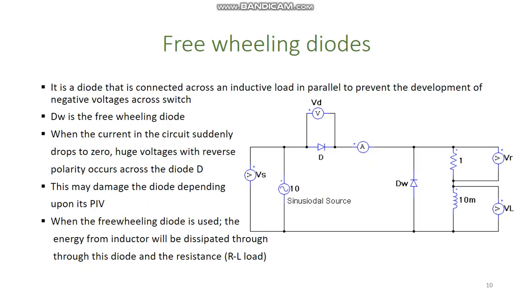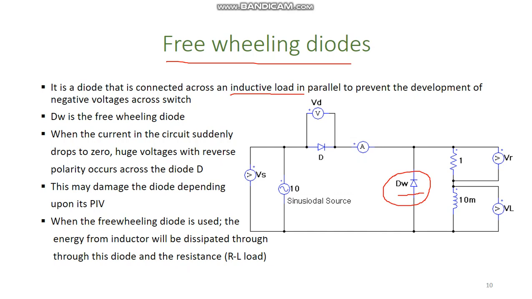Now considering the second case, in which we have used this freewheeling diode DW. But before going into the analysis of this circuit in which a freewheeling diode has been used, let us first define what freewheeling diodes are. It is a diode that is connected across an inductive load in parallel to prevent the development of any negative voltages across the switch. DW here is the freewheeling diode.